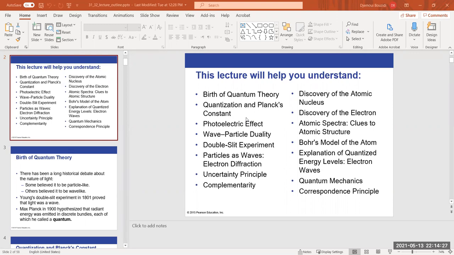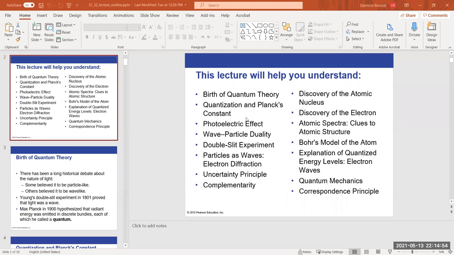And again, that works also both ways. The double slit experiment, the one that I discussed last time for Mr. Young when he did it on light, can actually be performed on particles now, electrons that is, okay? And particles as waves, electron diffraction, which gives rise to electron microscopes, and there are a lot of applications for this one.